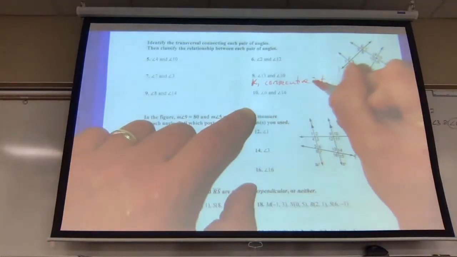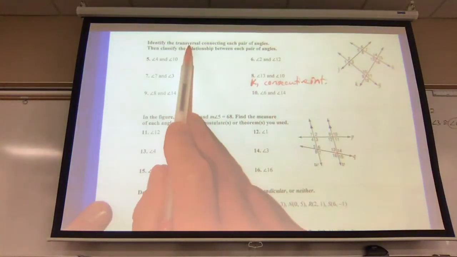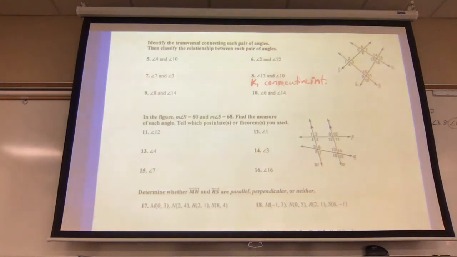You can do some abbreviating on the test if you want to. Because they asked for the transversal up here. They want transversal and they want consecutive interior. All right, any others on 5 through 10 you want to see?